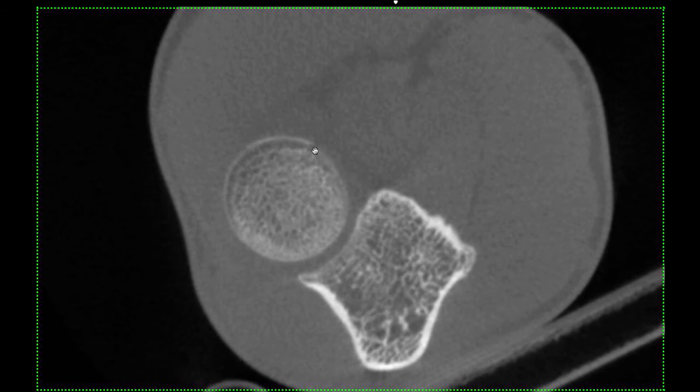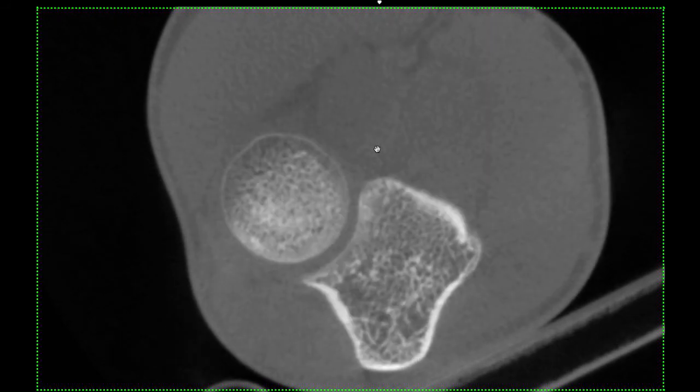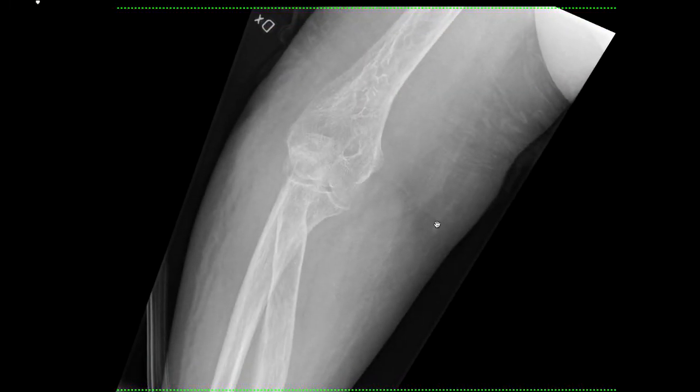Did you see that? There's a fracture. It's crazy subtle, but at least you diagnose a fracture. At least you will know why the patient is in pain. So let's move on. So here's another patient, guys.